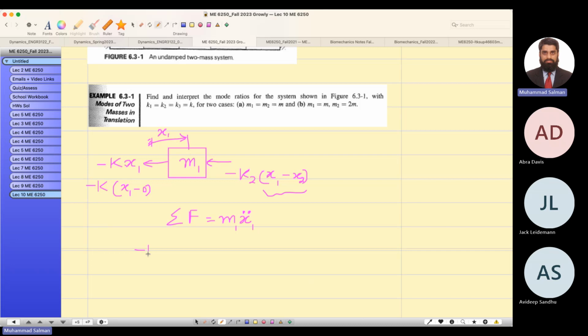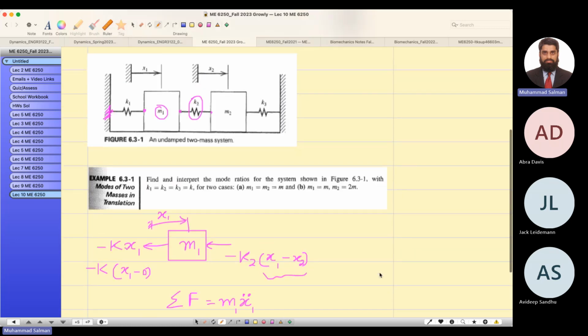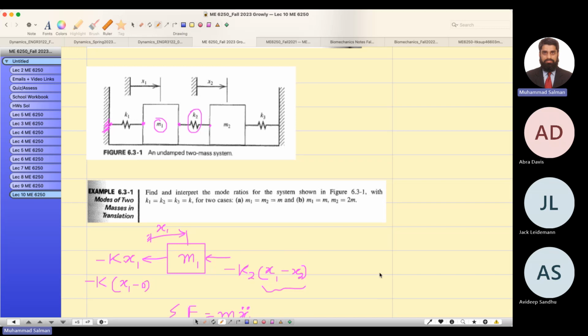So negative k1 x1, negative k2, this is our equation of motion. Now I will show you what the mode shapes are in a moment, but let's say this is equation number 1 for mass m1. Let's find the equation for mass m2.